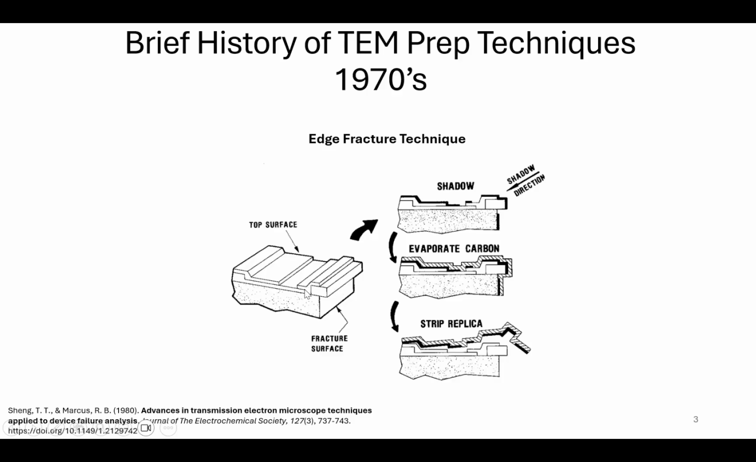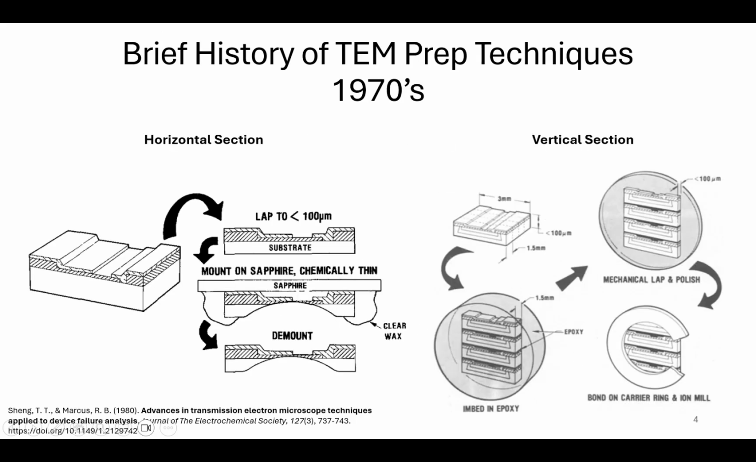So after this uneven fracture, a heavy metal is deposited at an angle, which creates this shadowing effect, depending on the height of the layer right next to it. And then a thin carbon film is evaporated on top, and chemical etching is used to peel off that film. And that right there, that strip, that was your TEM lamella. That's what gets imaged in the TEM. And apparently people were able to glean some useful information from that.